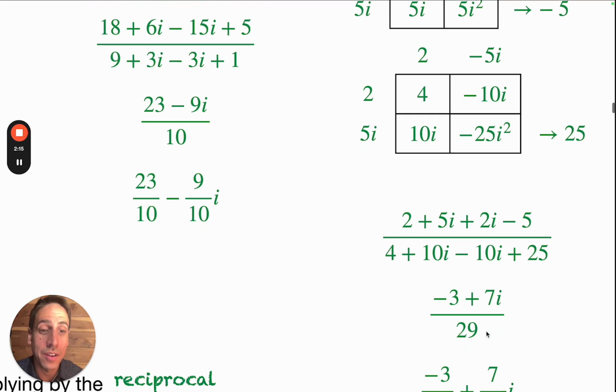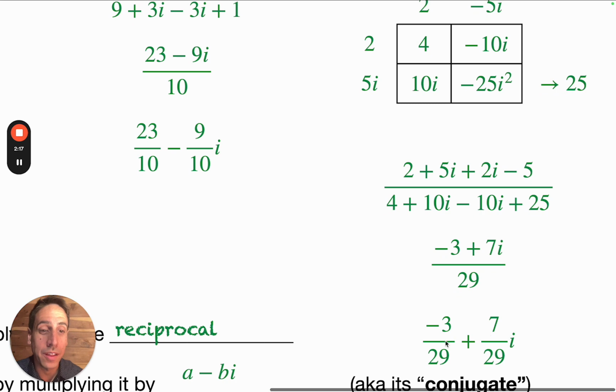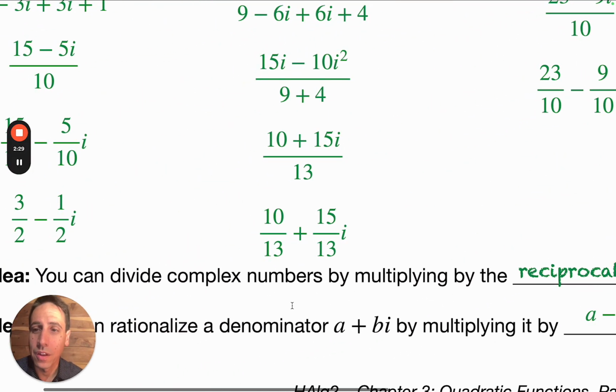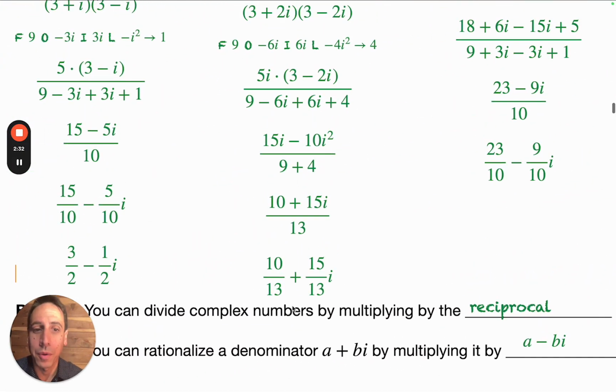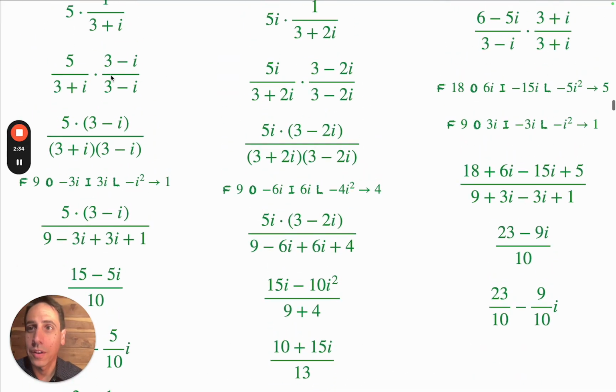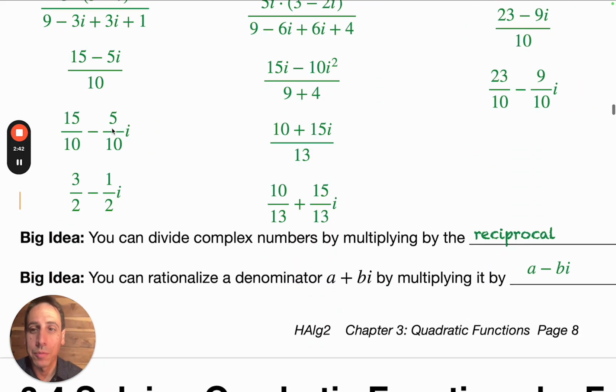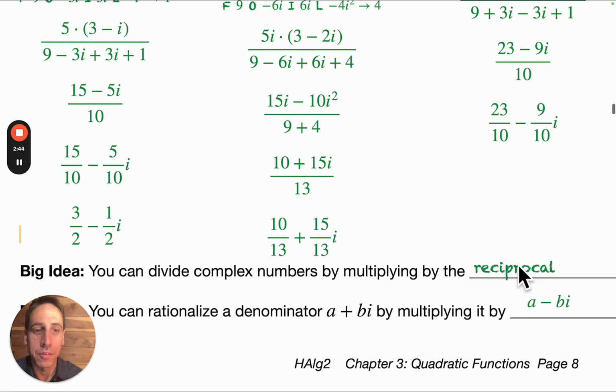And when it has no i in the denominator, then boom, we can write it like this: a plus bi format, which is our goal, and it's a strange goal to have right now, but that's what we want, and I'll show you why it's important later. So, big ideas. You can divide complex numbers by multiplying by the reciprocal, like we did here. So when there's division, you keep change flip, multiply by the reciprocal.